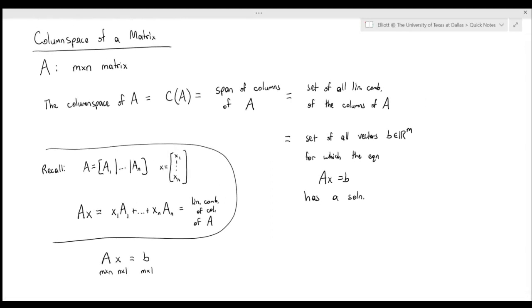Okay, now here again, we've defined the column space of A. We've written out a couple different ways that you can think of the column space. Each of these perspectives is useful at times, so it's good to keep them all in mind.